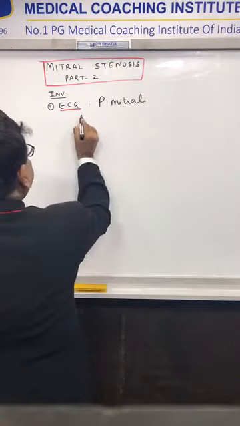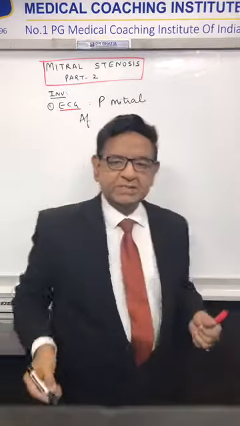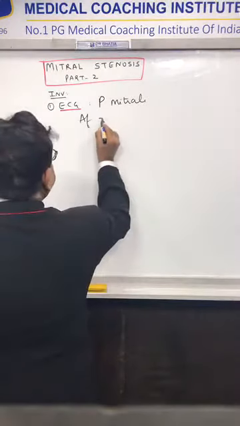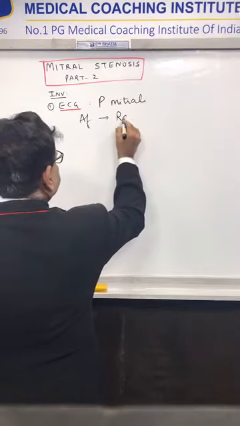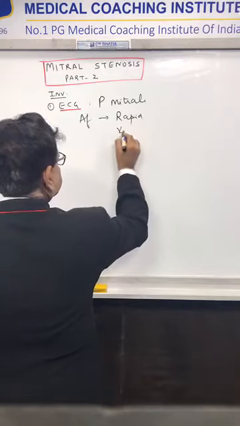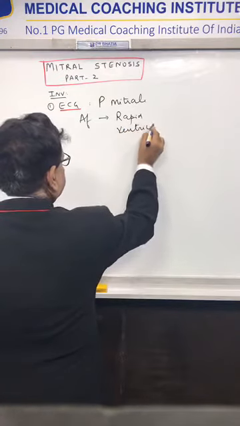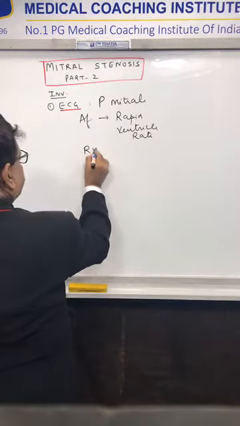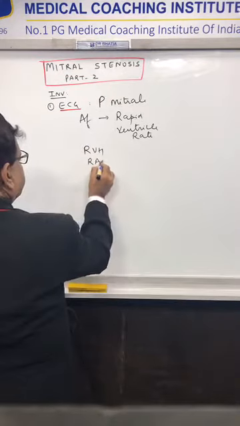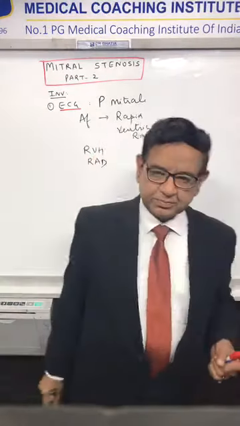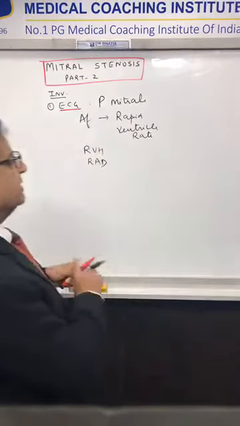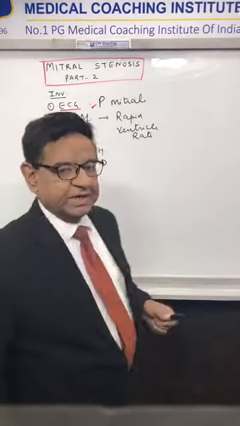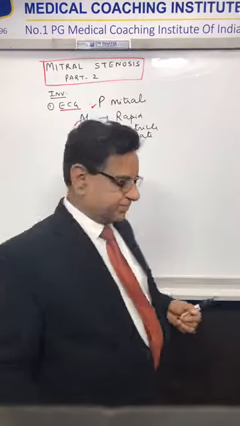Number 2, we may also get atrial fibrillation on ECG. There is no P wave, and if atrial fibrillation occurs, then the ventricular rate may be rapid. Third, there may be features of right ventricular hypertrophy and right axis deviation. So friends, the ECG findings are P mitral, atrial fibrillation, right ventricular hypertrophy and right axis deviation.